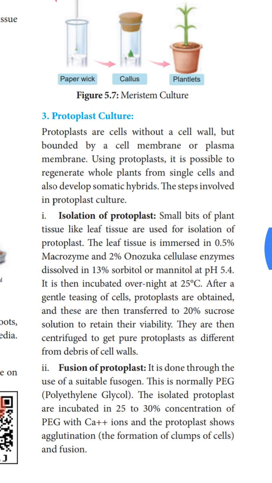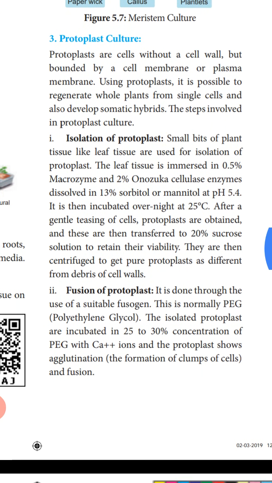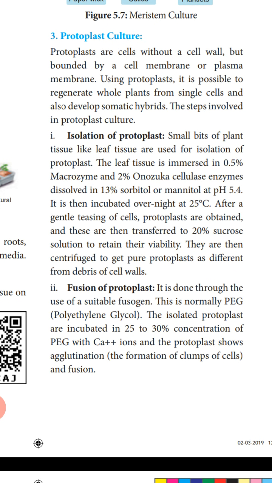Next, the third and important one, is the protoplast culture. Now, as we know, what is a protoplast? Protoplast is the living content of the cell, or we can say protoplasts are cells without the cell wall. Leaving the cell wall, next we have the cell membrane. So the cell bounded by the cell membrane is called the protoplast. Protoplasts are the cells without a cell wall but bounded by a cell membrane or plasma membrane.